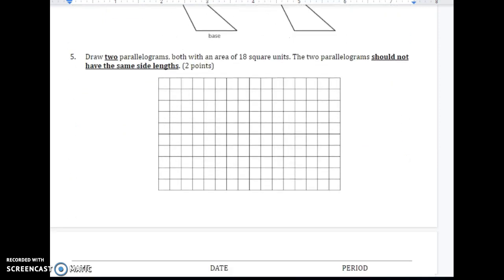Question 5. Draw two parallelograms, both with an area of 18 square units. The two parallelograms should not have the same side lengths.